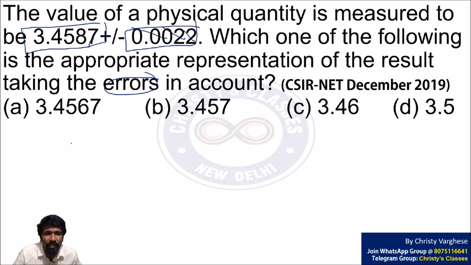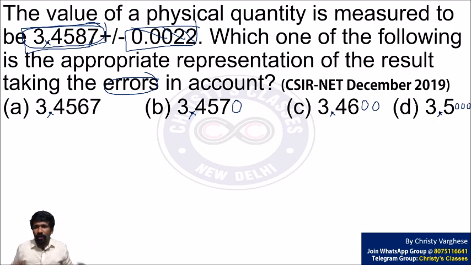So we will check how far each option is from 3.4587. To understand it better, think of it without the decimal point. If you just avoid the decimal point, it is easier. Make everything a 5-digit number.